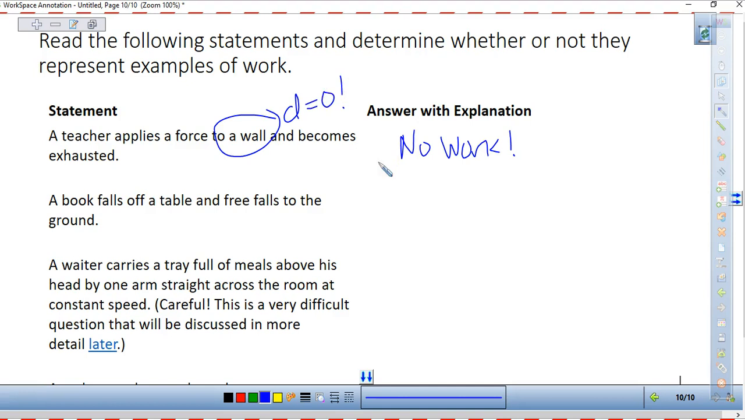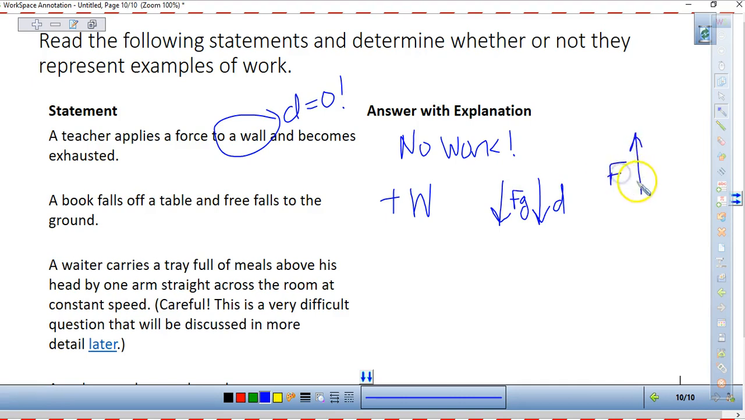So good. The next one, a book falls off the table and free falls to the ground. What do you think? So positive work. That is correct. Gravity's acting down, and which way does it move? Up or down? Down. Even though the arrows are pointing down, they're the same direction. Positive work.